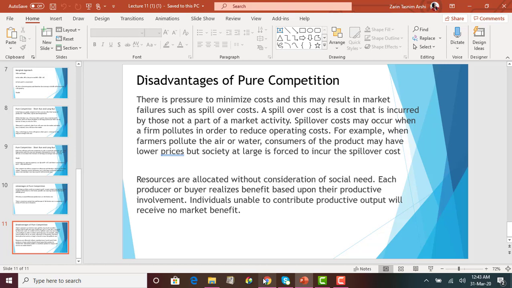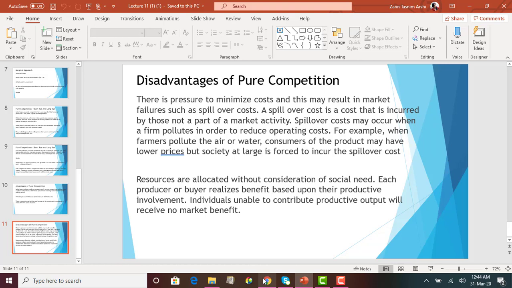When I am under constant pressure to lower my cost, it can result in spillover cost. If you remember, spillover cost is like a negative externality. It's basically because I am doing something that affects third parties. So let's say in order to reduce my cost, I am creating a lot of air and water pollution. That will probably give lower prices to the consumers, but it will harm society as a whole because a lot of people will be affected, even those who are not involved in the transaction. So because there is a constant pressure to lower your cost, it can create spillover cost or negative externalities that affect everyone in society.